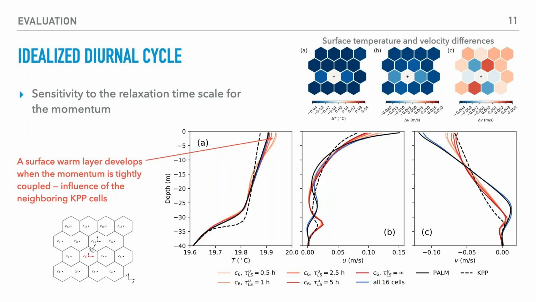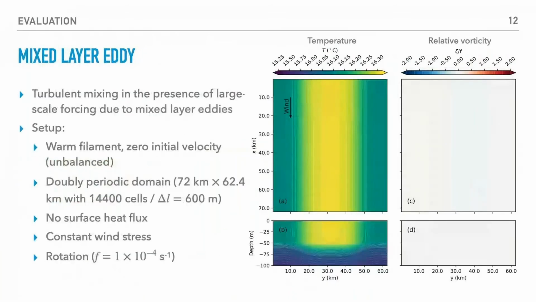of the vertical mixing. So the second simple test case is a mixed layer eddy test case. We want to look at the turbulent mixing in the presence of large scale forcing due to mixed layer eddies.